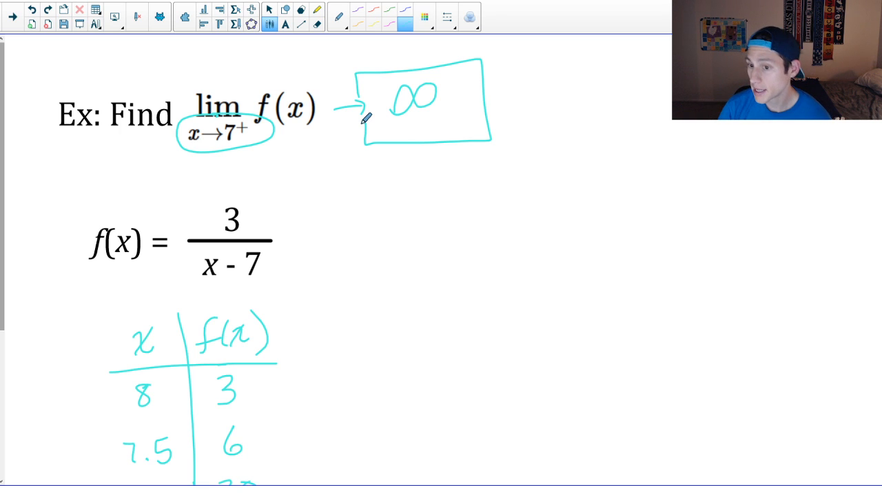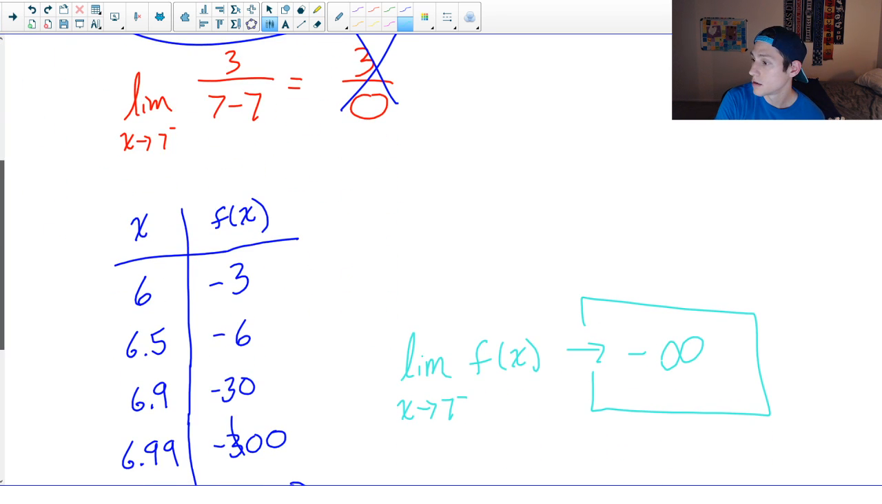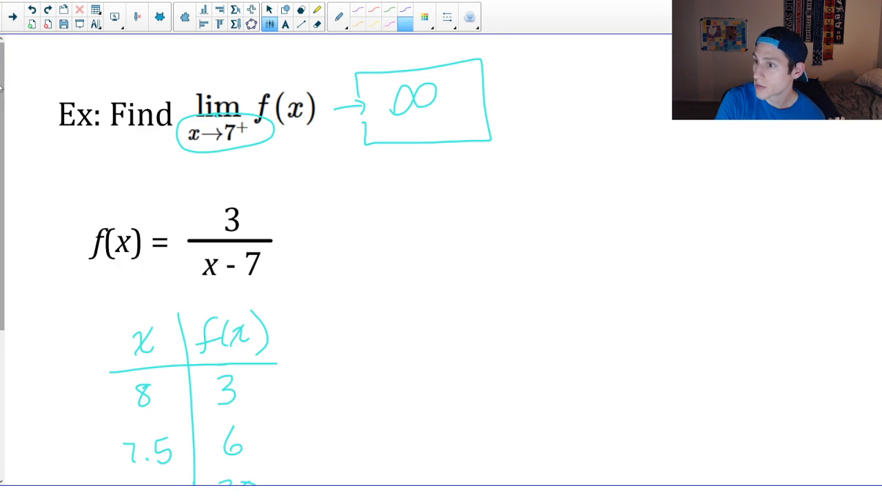Okay, so now it depends. We have to be very careful about whether we are approaching from the left or from the right. Because if we're approaching from the left, then those values are going to negative infinity. But if we're approaching from the right, these values are going to positive infinity.